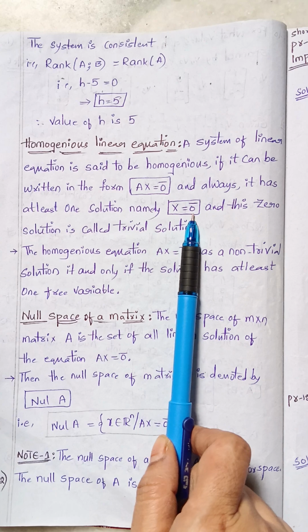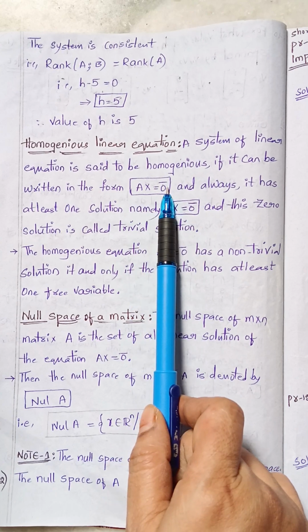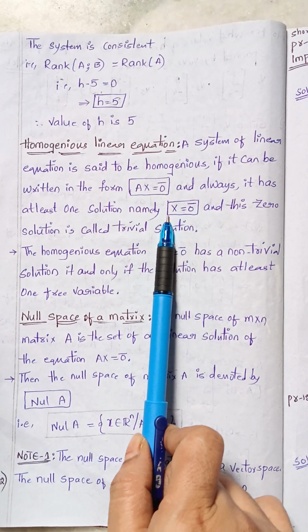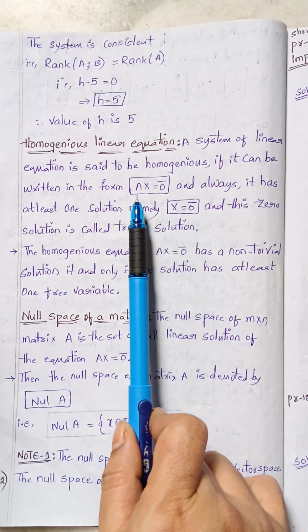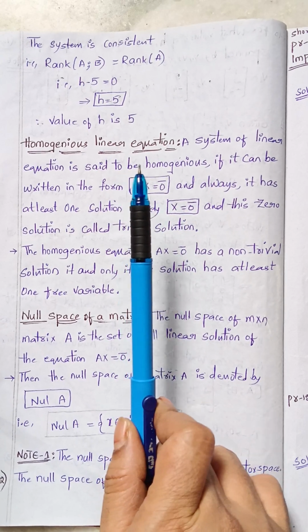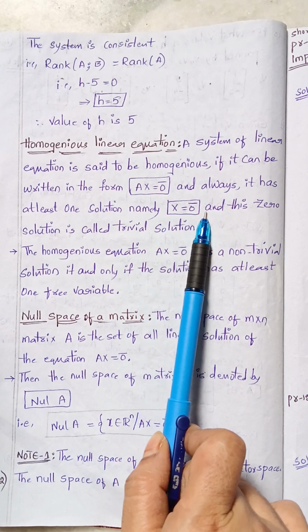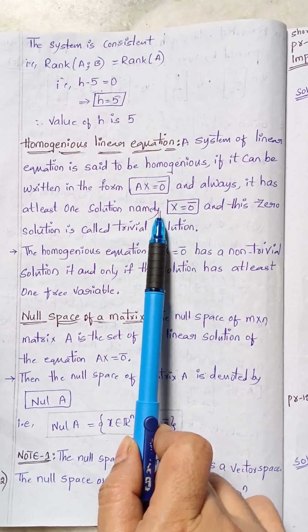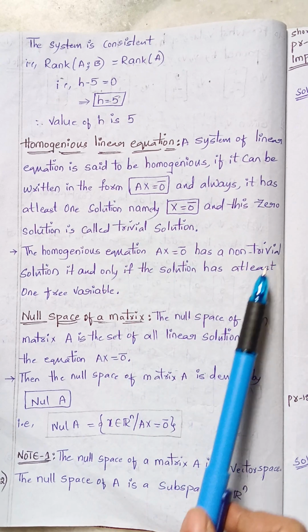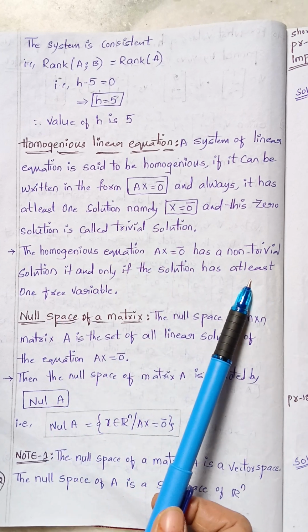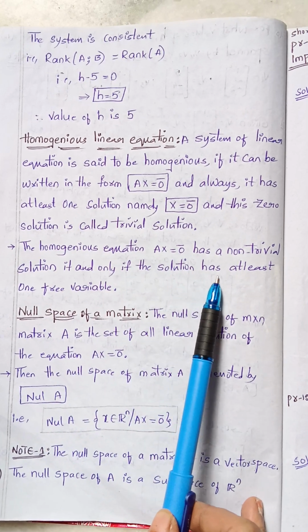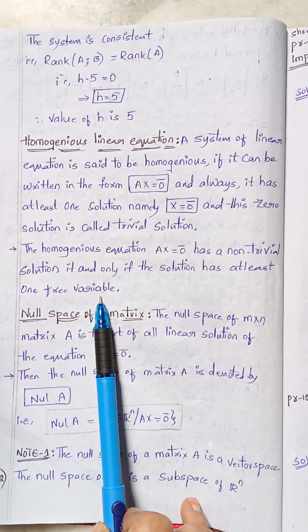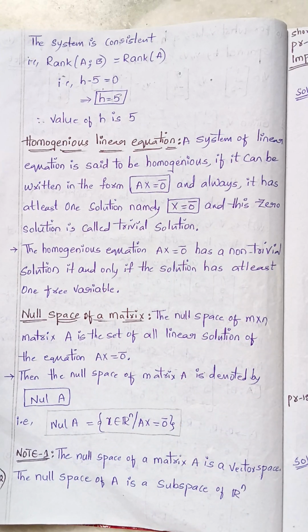X equal to 0 bar. When you take 0 bar, then obviously we get 0 bar. This type of solution is said to be the trivial solution. So for every linear homogeneous equation, we must have at least one solution that is trivial, and other than this trivial one, we have non-trivial solutions also, where x is not equal to 0. If it has at least one free variable, then non-trivial solutions will come.